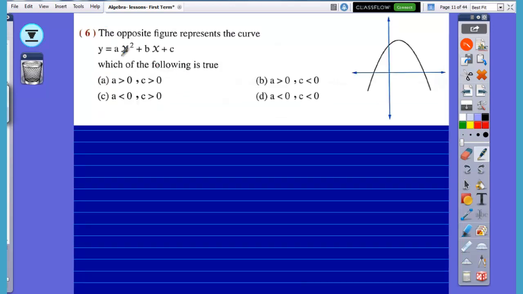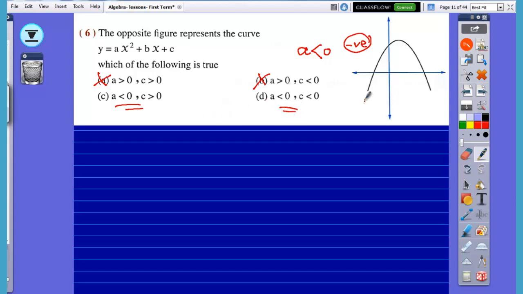Next question, number 6. The opposite figure represents the curve y equals ax square plus bx plus c. The curve opens downwards, so the coefficient of x square must be negative. It means a is less than 0, a is negative, right? So the first choice is wrong, the second choice is wrong, so maybe C or D.